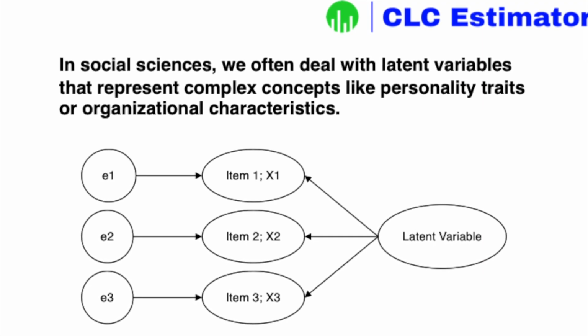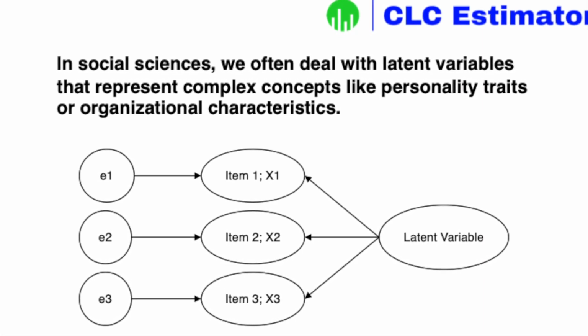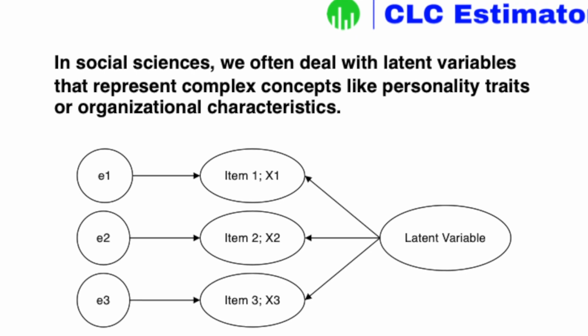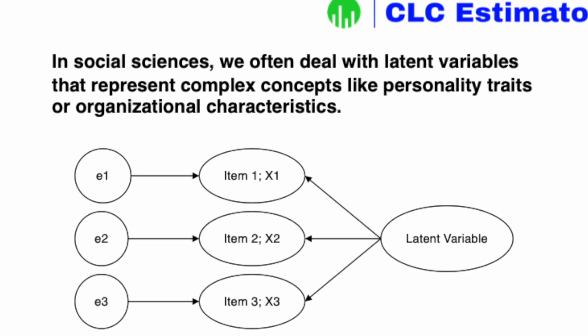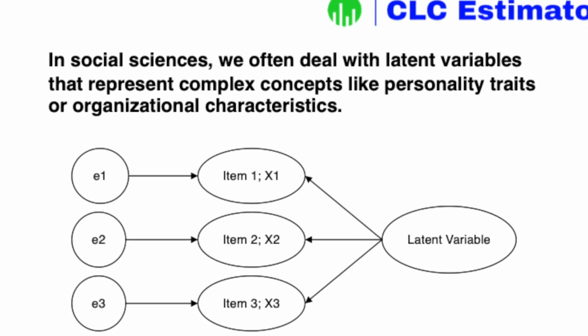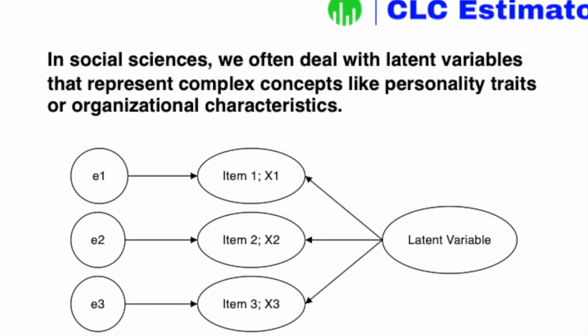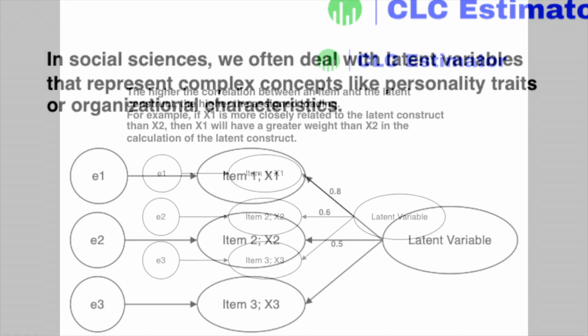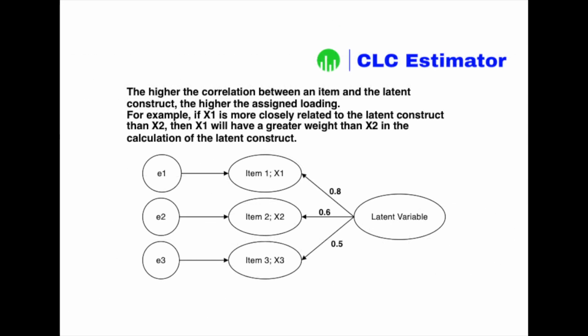It allows you to easily compute latent constructs from survey research by adjusting the items on their unique loading and error variance. Thus, the higher the correlation between an item and the latent construct, the higher the assigned loading. For example, if x1 is more closely related to the latent construct than x2, then x1 will have a greater weight than x2 in the calculation of the latent construct.